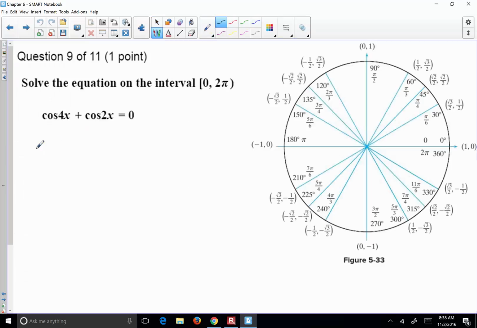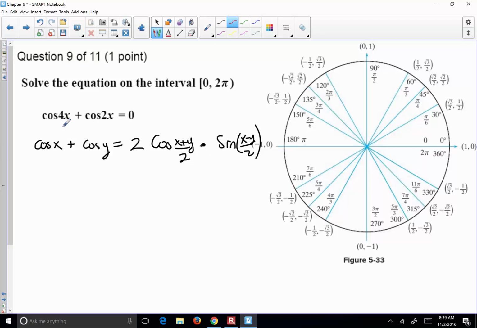Okay, we said cosine of x plus cosine y is twice, what was it? Read it to me. X plus y over 2 times x minus y over 2. Good. So both cosine.